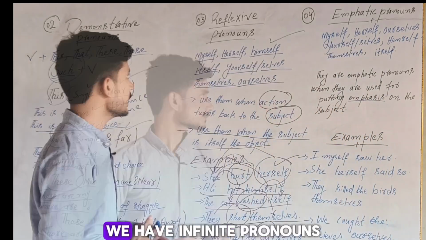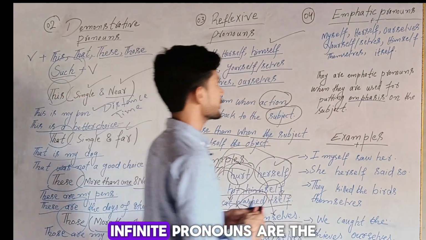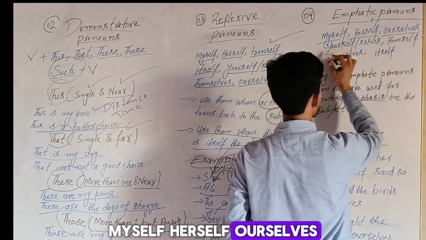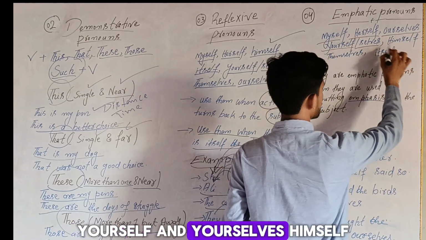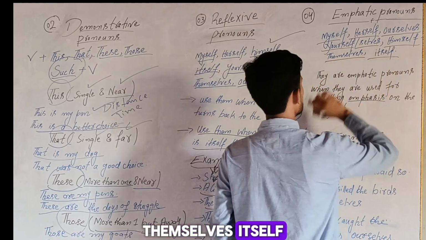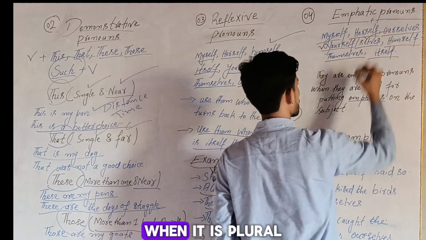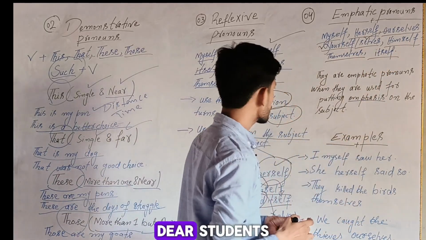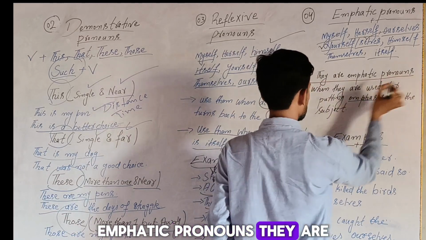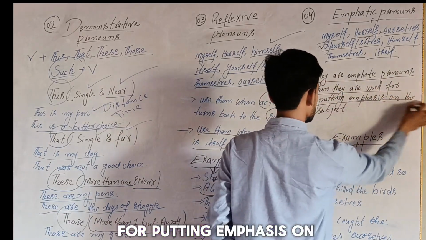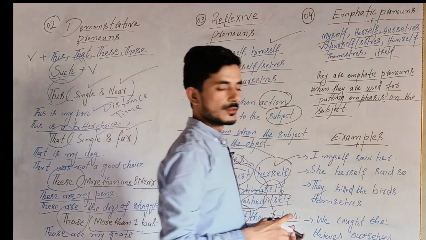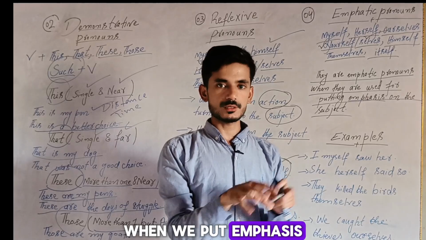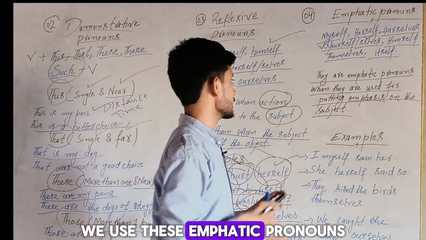Dear students, we have emphatic pronouns. Emphatic pronouns are the same as the reflexive ones: myself, herself, ourselves, yourself and yourselves, himself, themselves, itself. Yourself can be singular or plural. When it is plural, you will say yourselves. They are emphatic pronouns when they are used for putting emphasis on the subject. When we intensify, when we emphasize the subject, we use these emphatic pronouns.